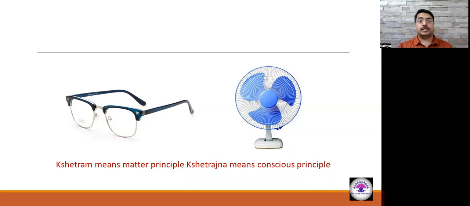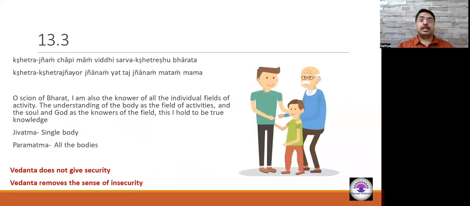Next slide. In verse 13.3, Krishna said that he is the knower of all the individual fields of activity. Vedanta says consciousness pervades everywhere. Wherever bodies are there, consciousness is manifest as life principle, and wherever bodies are not there, consciousness is not manifest. There is only one all-pervading consciousness which is manifest in some places and unmanifest in other places.